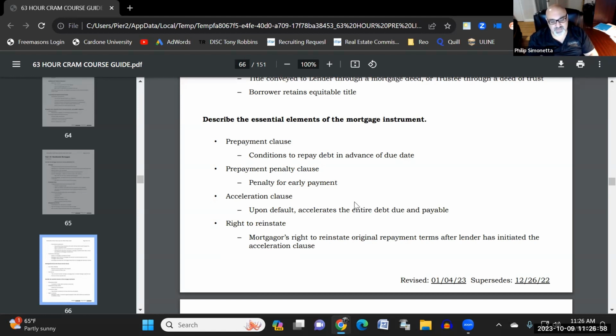And the right to reinstate is the mortgagor's right to reinstate the original payment terms after the lender has initiated the acceleration clause. So in there, there'll be a right to reinstate. It tells you in the mortgage, if you pay the fees before the auction, you have the right to reinstate it back to the original terms. That's actually in the mortgage document. Okay.